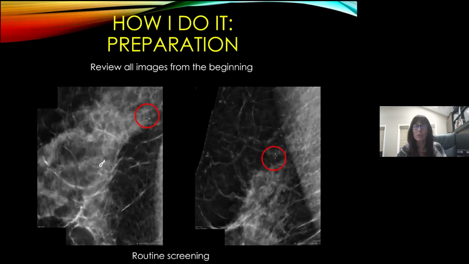As I mentioned, I review all the images from the beginning. So this patient was scheduled for a mammographic-guided core biopsy earlier this month. Going back to the screening images, I see a group of calcifications in the right upper outer quadrant at a posterior depth. She had also already had multiple prior biopsies in both breasts, MR-guided, ultrasound-guided.